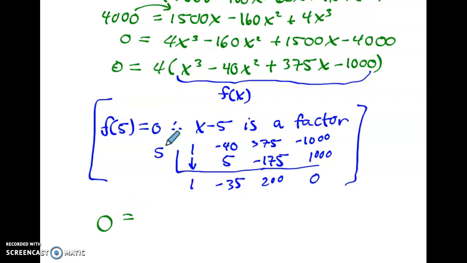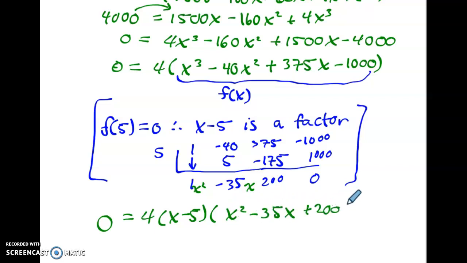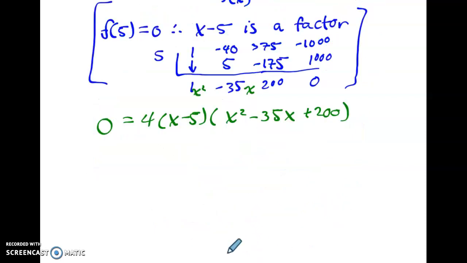And now if we put that all back into our equation, the 4 is still outside, and this f of x has factored into x minus 5 times a 1x squared minus 35x plus 200. So we can't solve this quadratic by factoring. You're going to need to use the quadratic formula. But we are at the point now where we can solve this equation.